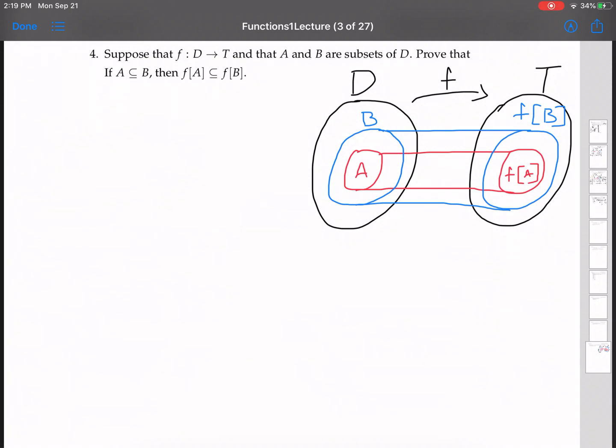All right, in this problem we're going to prove that given a function f with domain D and target T that has subsets A and B of the domain, if A is a subset of B, then the image of A under f is a subset of the image of B under f. Right, now here I have it drawn. You can see I have my function f from domain D to target T. A and B are both subsets of D, and A is a subset of B. A is in red, B is in blue.